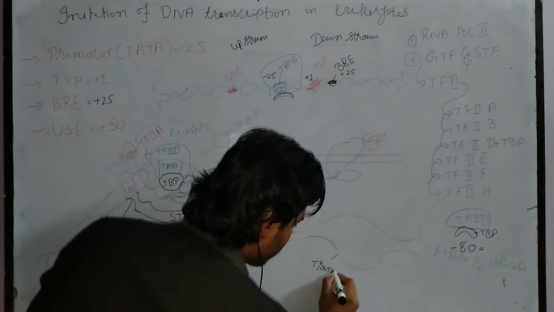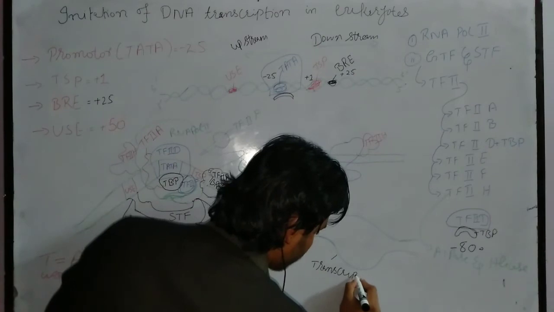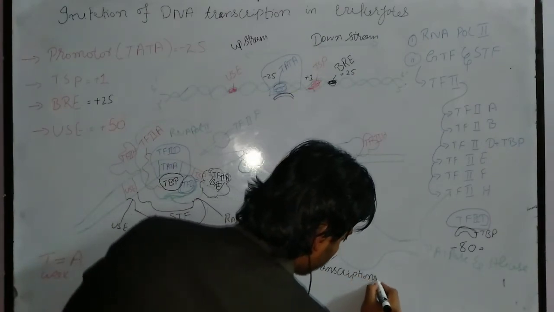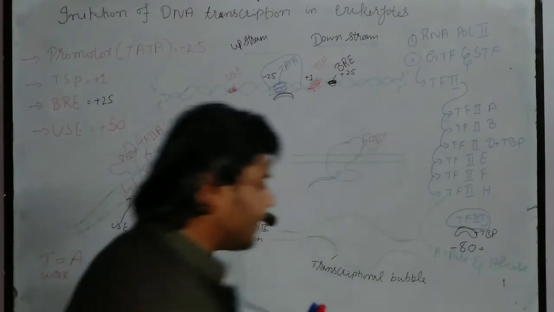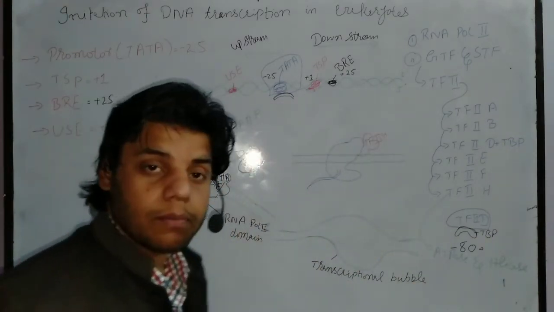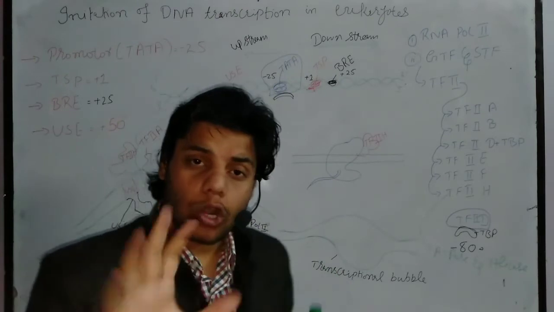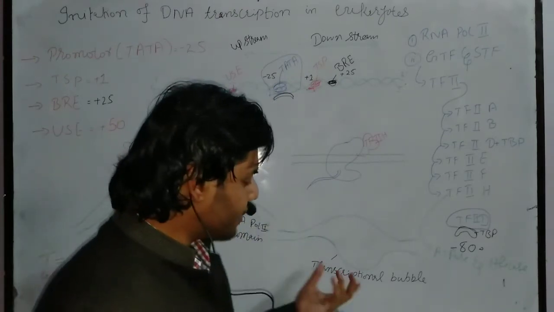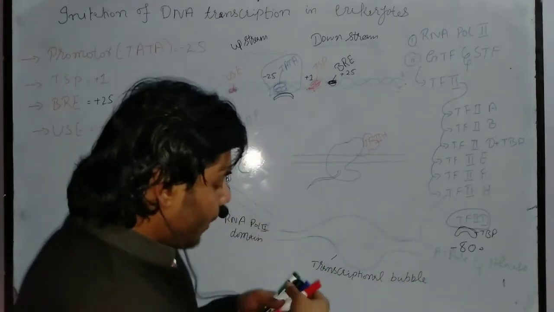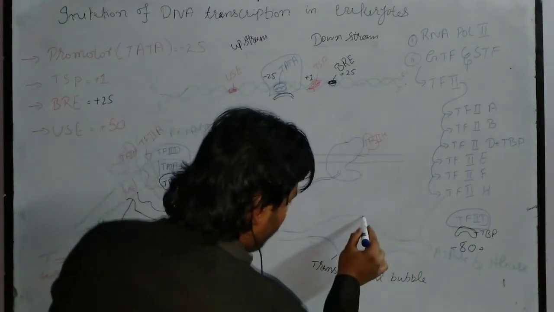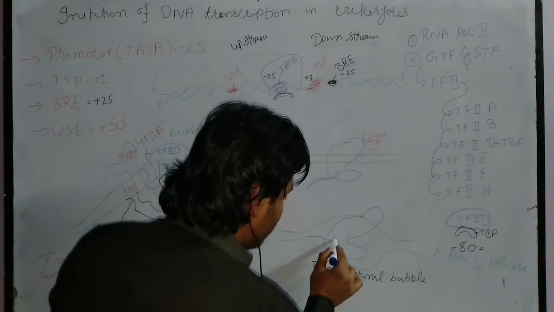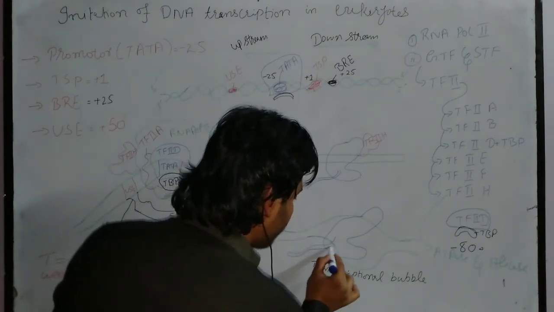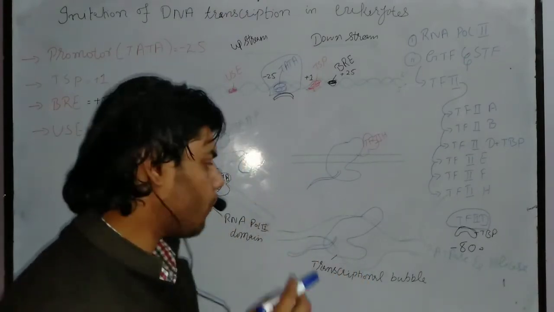Okay, now we get a transcriptional bubble. So this is also called the open complex, and this is also called the transcriptional bubble. Now this is the RNA polymerase 2 which is bound here, and this is the arm of RNA polymerase 2, or the C terminal of RNA polymerase 2.